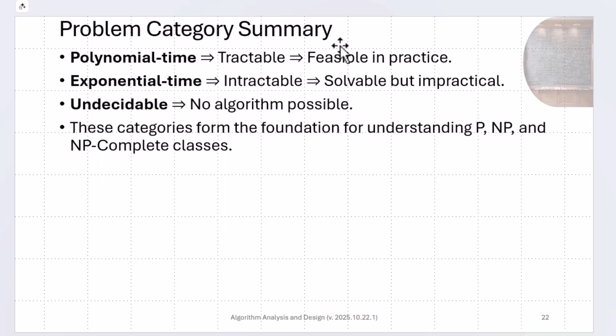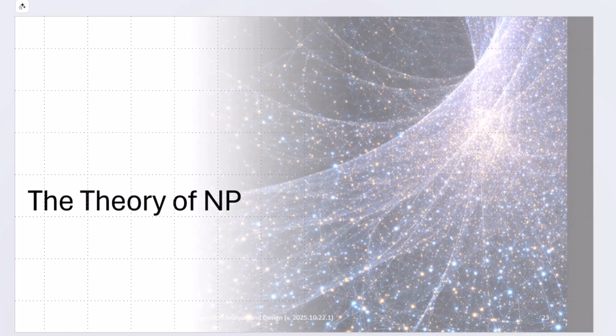All right, so as a summary, polynomial time means they're tractable, feasible in practice. Exponential time are intractable, solvable but impractical. Undecidable means no algorithm is possible to solve them. No matter how hard you work, no matter how much time you have to run an algorithm, you can't find an algorithm that will solve them. So these categories form the foundation for understanding P, NP, and NP-complete classes.